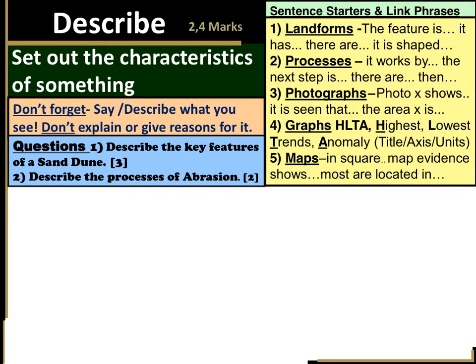Describe just means set out the characteristics of something or give the characteristics. And that's just saying what you see, describing what you see. There's no need to give reasons or explain it, just say what you see. On the right hand side you can see in the yellow box it might be connected with landforms or processes or photographs, graphs or maps. We're going to take each one of those separately in the following slides.